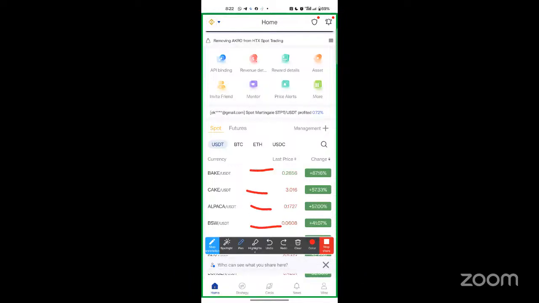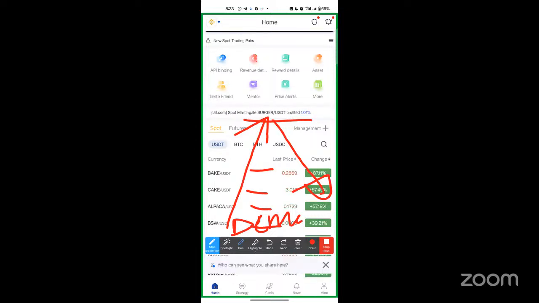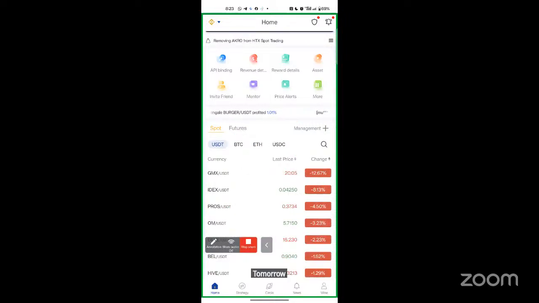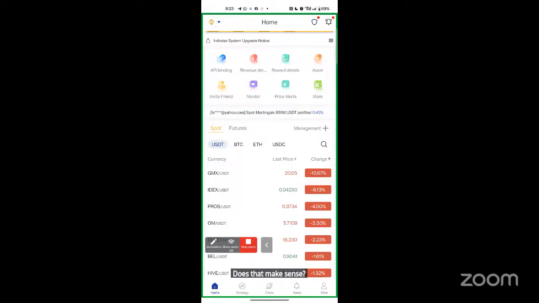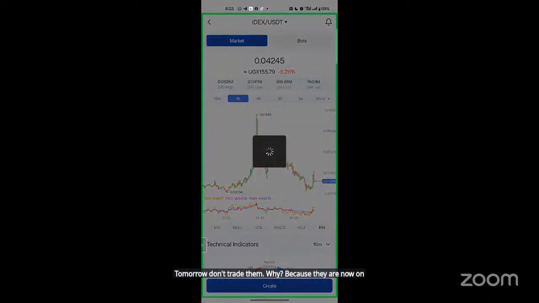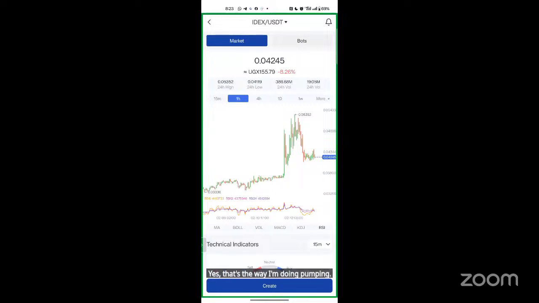Is it true that they are pumping? Meaning, when these coins pump, they are moving from demand. Very soon they are creating supply and they are going to go. Do you remember that class we did? So, when they pump today, tomorrow when you find them when they are the most negative, don't trade them. Does that make sense? Simple. If these coins were the ones pumping today, tomorrow, don't trade them. Why? Because they are now on the journey to the downside. Yesterday they were pumping. Today, be like you don't see them.